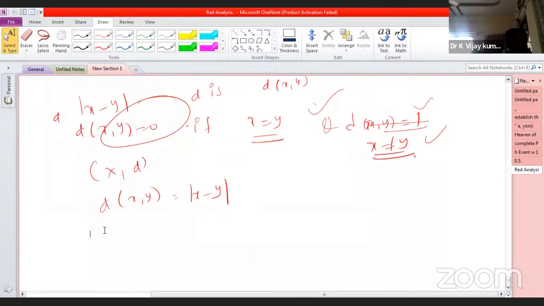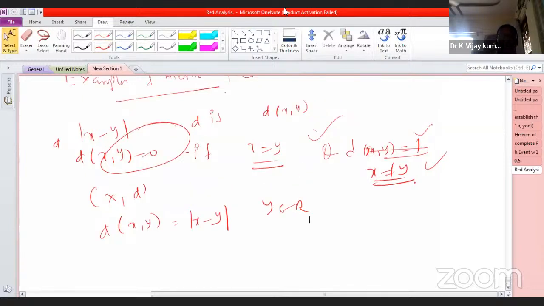So see here, come to d of x comma y equal to modulus of x minus y, where x and y belong to R. Using the properties of numbers, it can be observed that the metric space conditions are satisfied. So this is the usual metric. d of x comma y equal to 0 if x is equal to y and 1 if x is not equal to y is called the discrete metric, but d of x comma y equal to modulus of x minus y, with x and y in R, is called the usual metric on R.